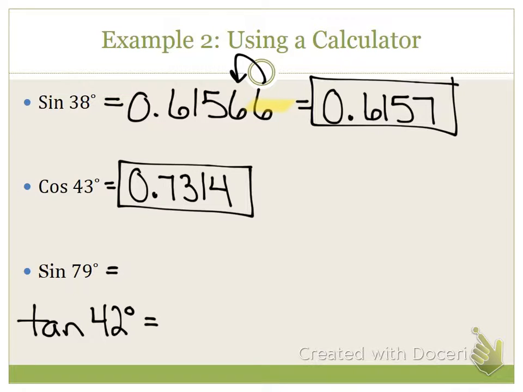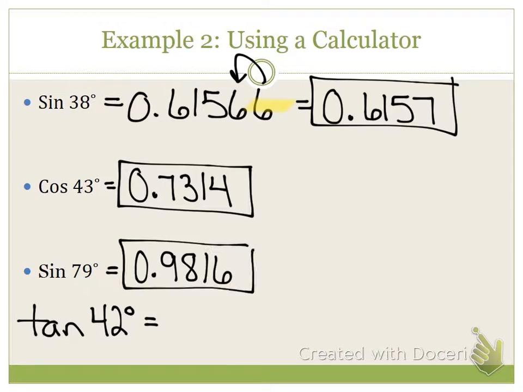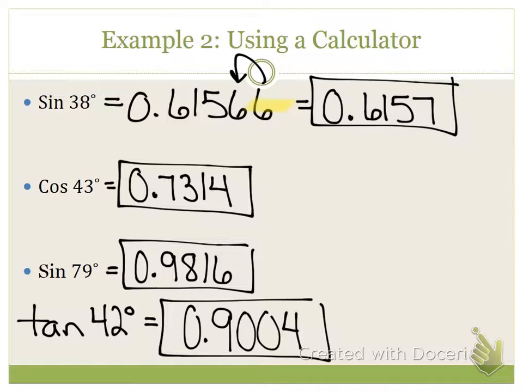All right, what about sine of 79? Sine of 79? 0.9816. What about tangent 42? 0.914. You want me to put a bunch of these on your quiz? Yeah, these are easy. You just have to round correctly.